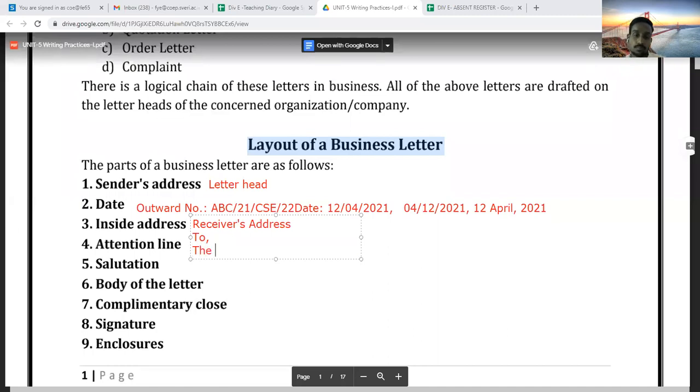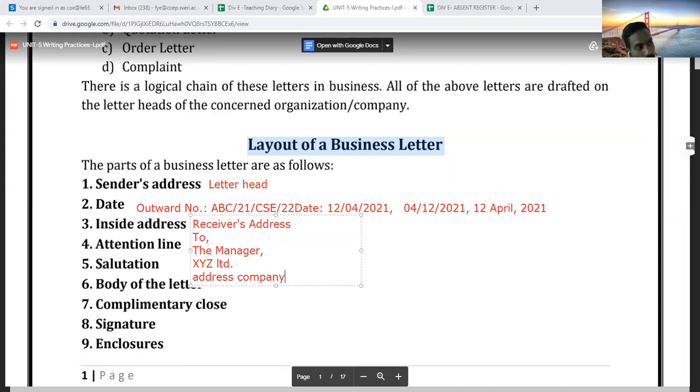For example, the manager, okay, or the principal, the CEO, the MD, or whatever it may be. Then you are going to write down the name of the company, like maybe it is XYZ company, and maybe it is private limited, public limited, whatever it may be that you are going to mention. Then below that there will be the address of this company. And in short, you are going to write down this address here. So that is called the inside address.